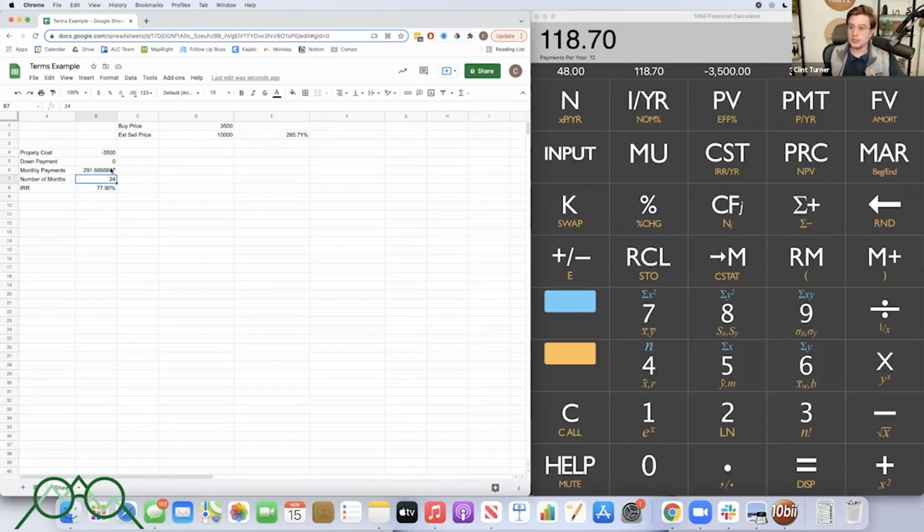But let me show you something. Maybe for this property, you go and research the market rate and you see the average person is selling this for 199 on terms. I'm going to do this for 48 months. Again, you do the research.